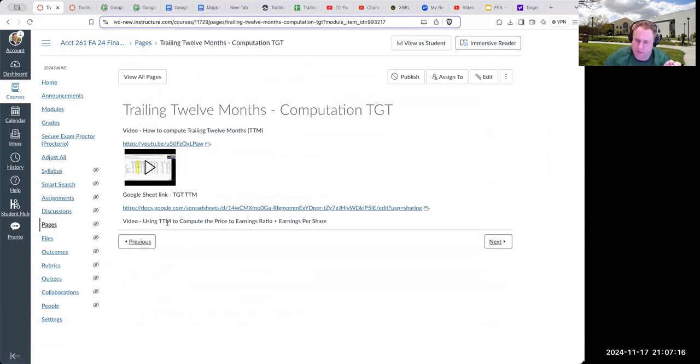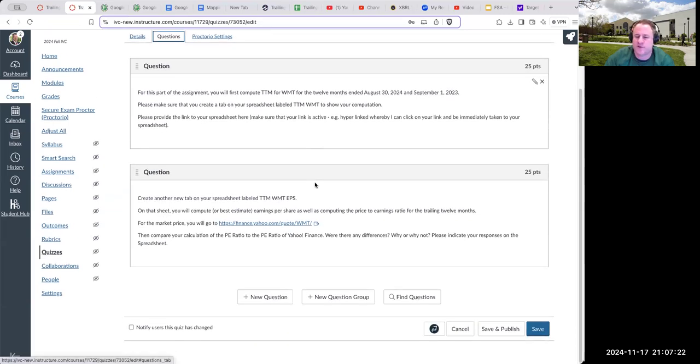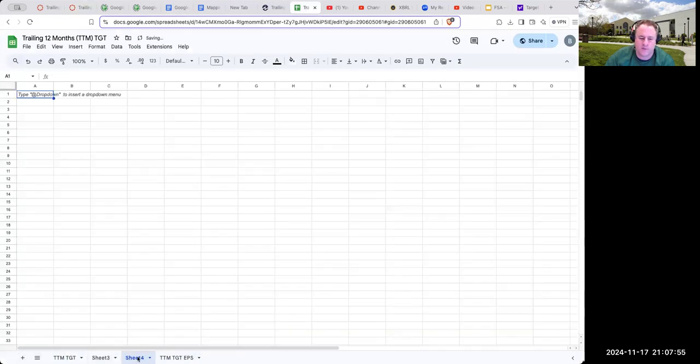For the second part, the price to earnings ratio is just what we've gone through just now. So you're going to compute the average earnings per share for the trailing 12 months. And then you're going to compute the price to earnings ratio. What I want you to do, however, is compare it to what is on the Yahoo Finance website that I've indicated for you to use.